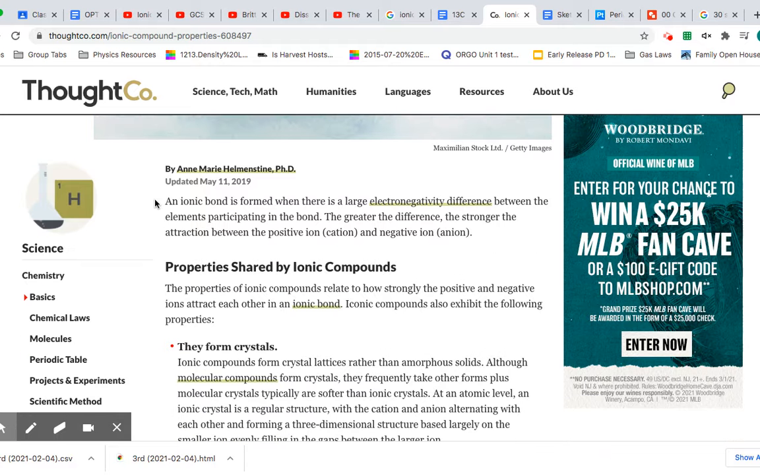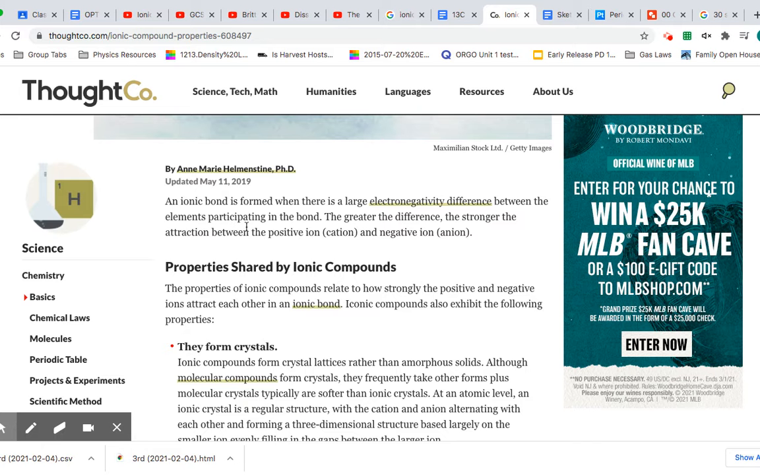I'm going to read this first bit, and then I'll give you a moment of time. So we have: an ionic bond is formed when there is a large electronegativity difference between the elements participating in the bond.